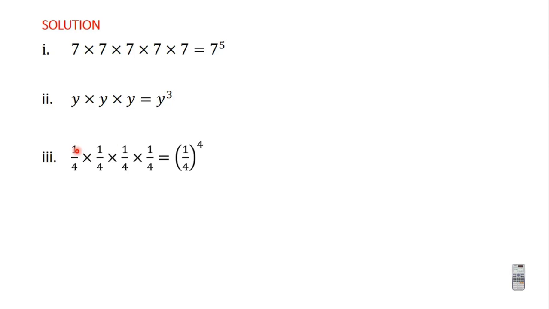The next one, we have 1 divided by 4 times 1 divided by 4 times 1 divided by 4 times 1 divided by 4. So we have 1 divided by 4 repeating itself 4 times. So you write 1 divided by 4, then to the power 4. As the study goes on, you understand why you have to put 1 divided by 4 in a bracket. We will explain that as the study goes on. So you put that in a bracket, then to the power 4.